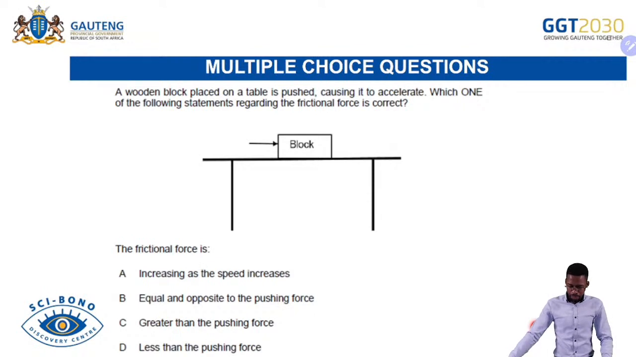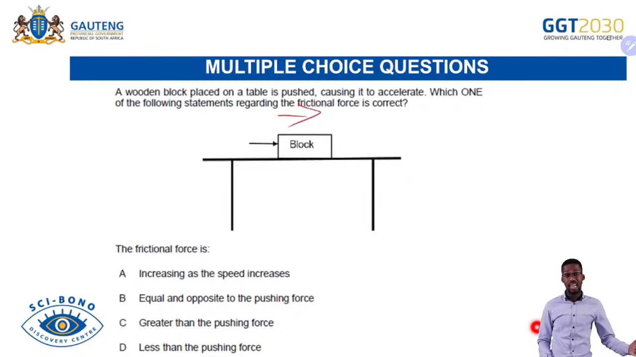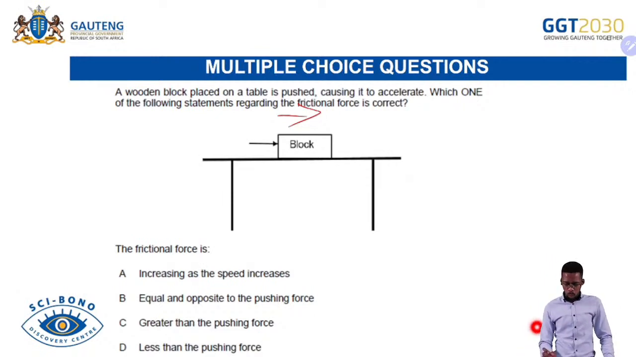So here's the question. A wooden block placed on a table is pushed. So here's our wooden block. It is pushed, and when it is pushed, there is force applied in that direction, and it accelerates in that direction. That's what Newton's second law is saying, that when the net force acts on an object, the object will accelerate in the direction of that force. Which one of the following statements regarding frictional force is correct?